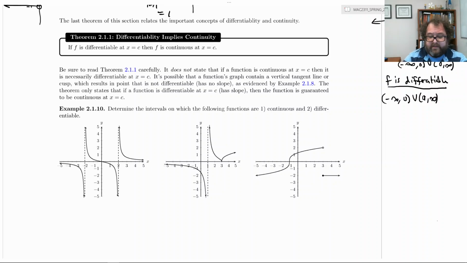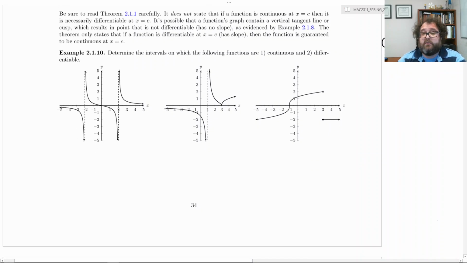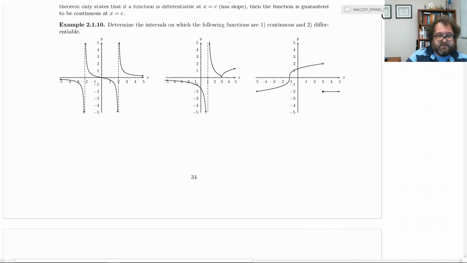So let's look at these. Example 2.110. Determine the intervals in which the functions are continuous and differentiable. Okay, so this is nice. Just looking at the picture, continuous means there's no holes or no gaps, no jumps. So where is this function continuous?